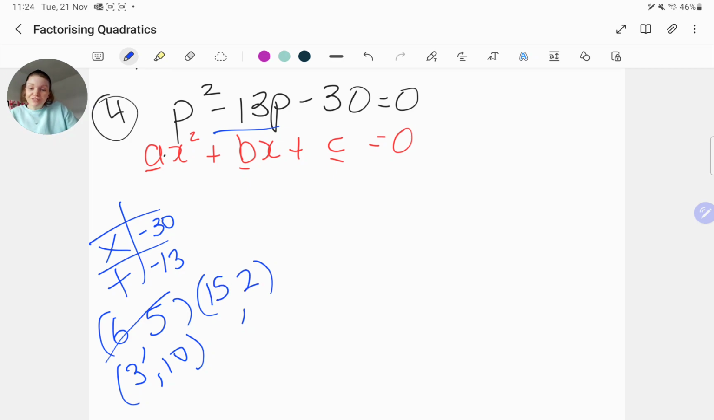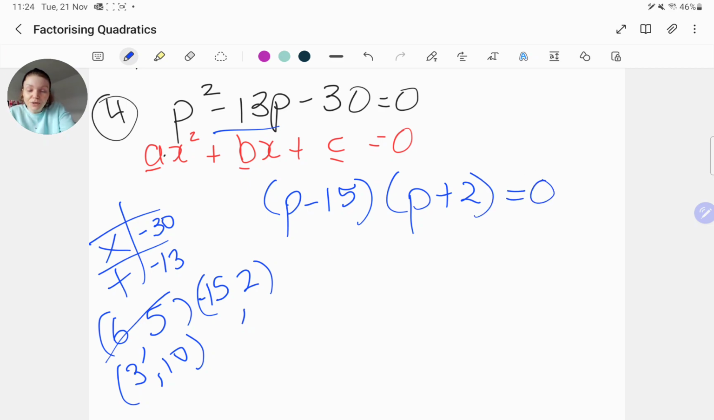That's a great one. So 15 and 2. Can I get minus 30 when I multiply them? And can I get minus 13 when I add or subtract them? So 15 minus 2 would give positive 13, so it's going to have to be minus 15 plus 2. It's going to give minus 13. And then minus 15 times 2 gives us our minus 30. Brilliant. It works. So then we can say p minus 15, p plus 2, all equals 0. So p equals 15 or p equals minus 2.